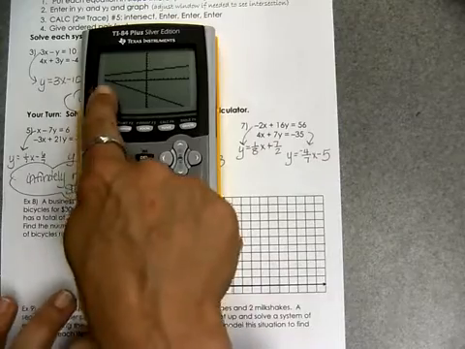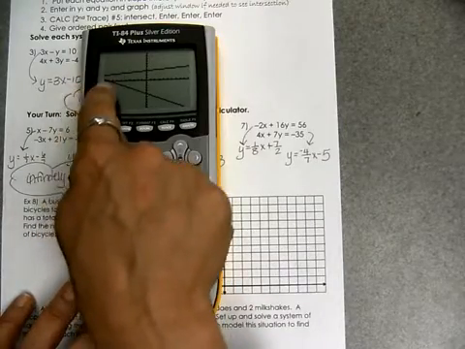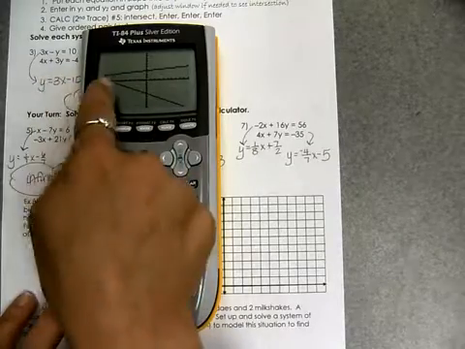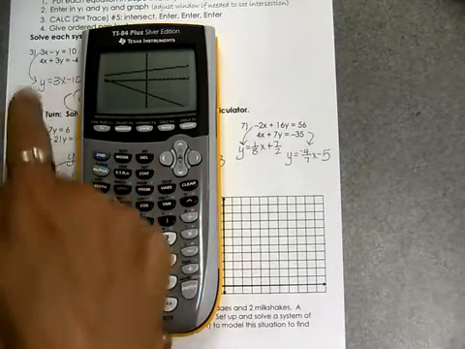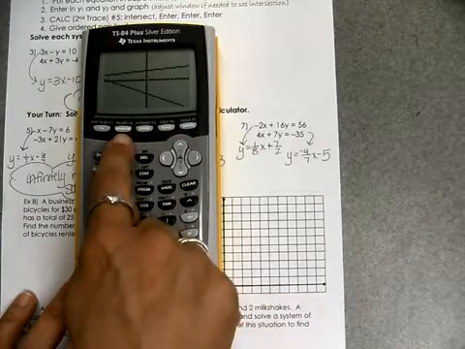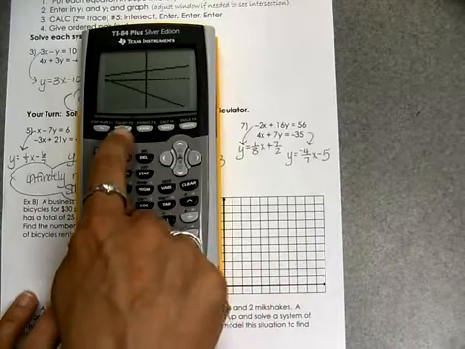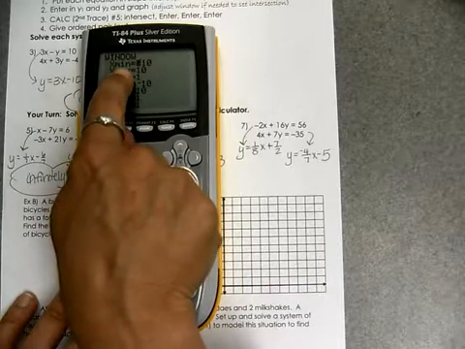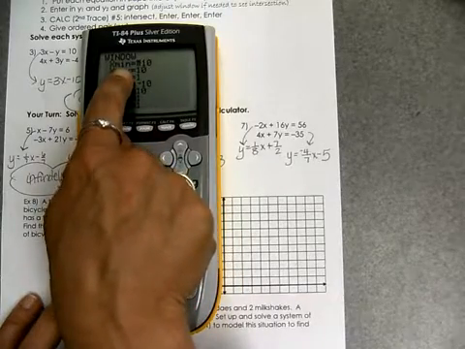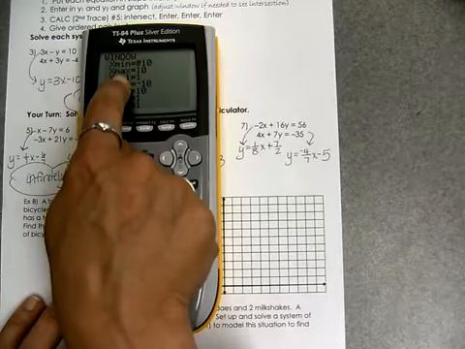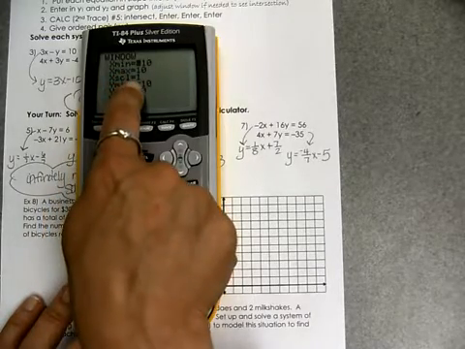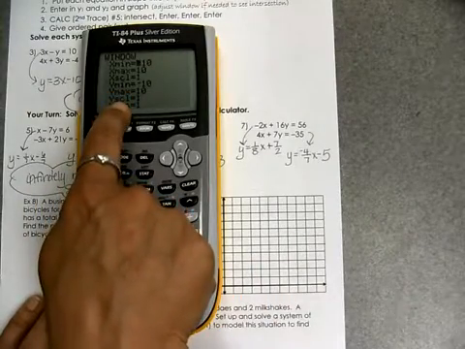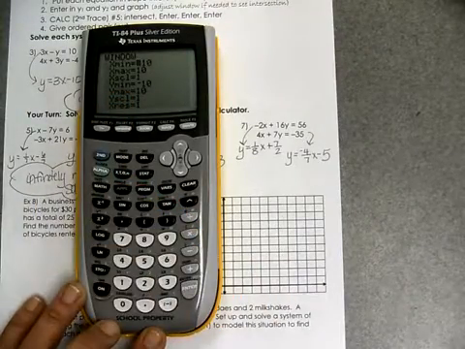Remember, we're using a window that has the x's from negative 10 to 10. Notice that it's over here. That means we need to make the x's smaller. To do that, you're going to press window, and window tells you what's the smallest x value that's on the left, the biggest one that's on the right, and then how the calculator is counting. So it's going by ones. And it does the same for the y-axis. Don't worry about the x-res.